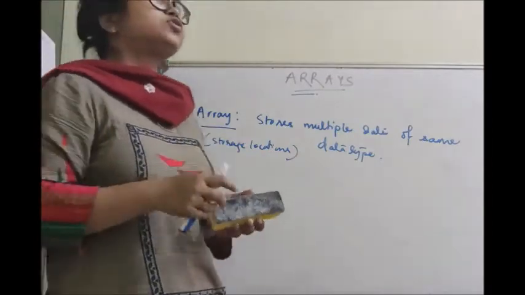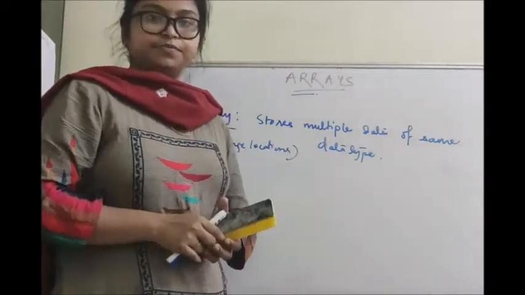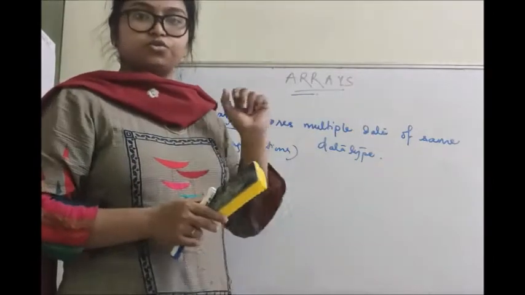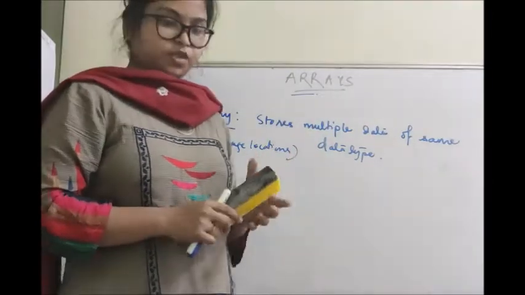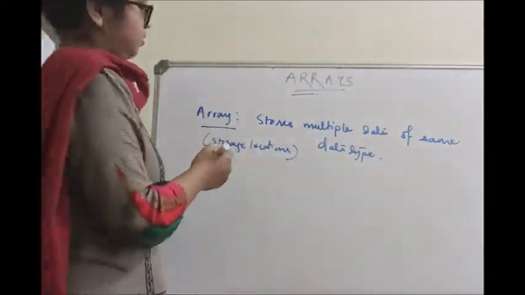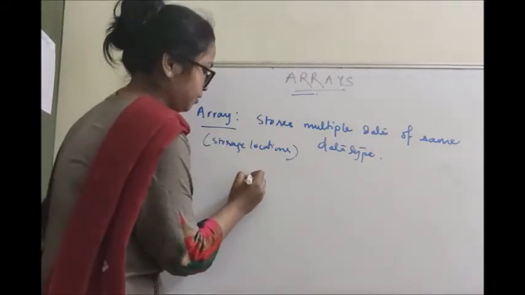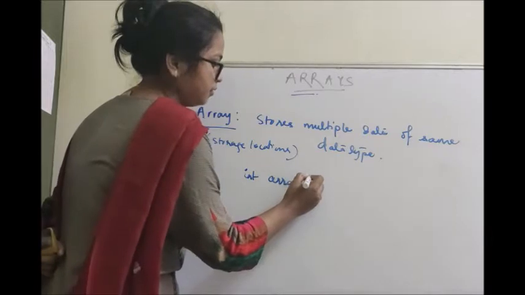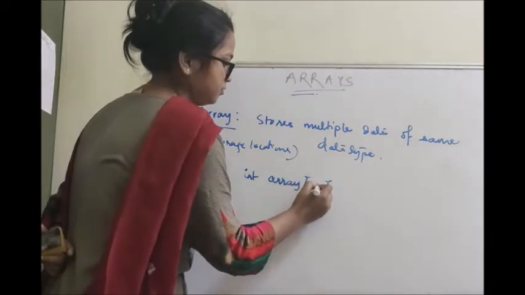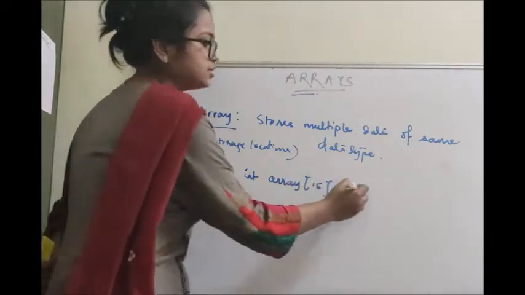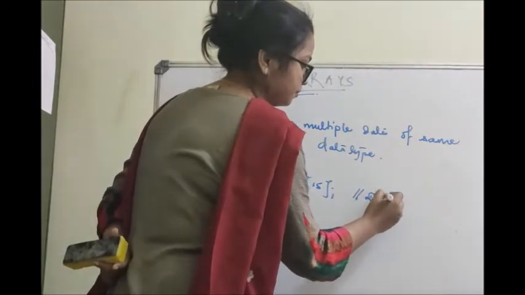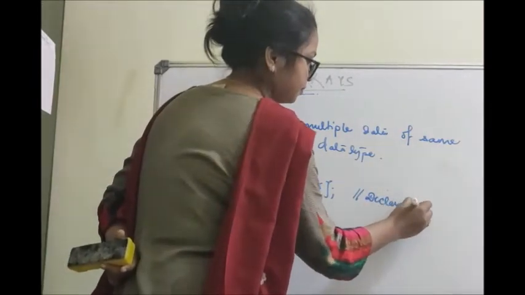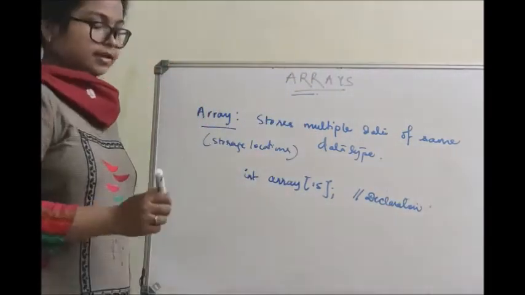Suppose you want to store a list of marks. There are 10 marks, you want to store them. You can use an array. For example, int array 15. So this is an array declaration. This is how we declare an array.